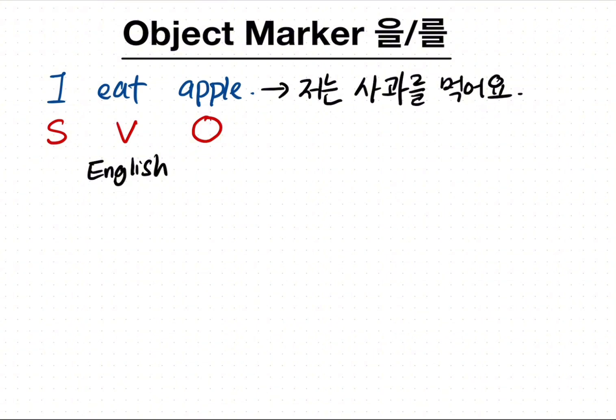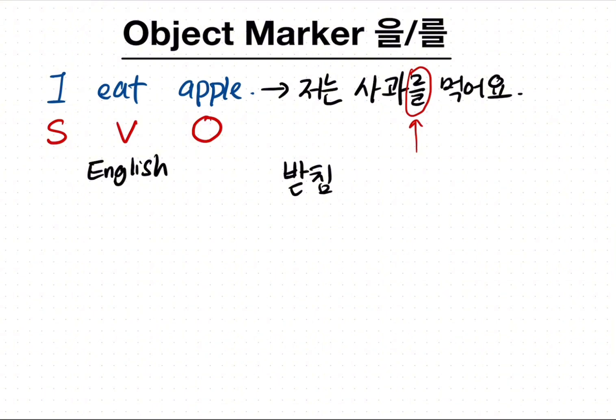You can see 사과, which is apple, has something attached to it here. Right? So what is this? This is the object marker. So in Korean language, every object will have this object marker. And how we choose between 을 or 를 depends on the condition of 받침. So if you watched the previous video regarding the 받침 concept, you will know it by now, okay?